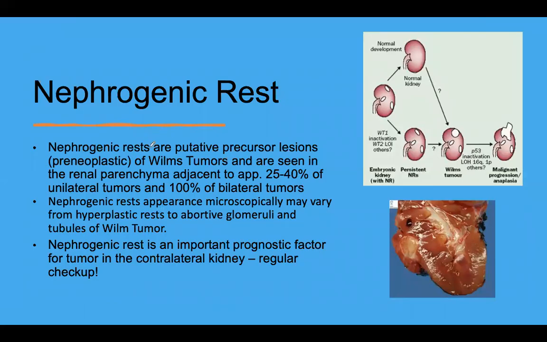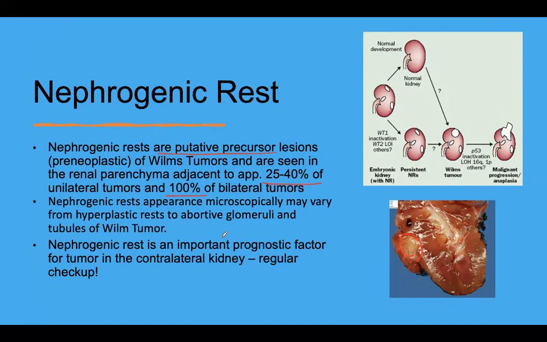Now, nephrogenic rests, which I was talking about, are putative precursor lesions, and they are present in the renal parenchyma. You can see these are present in the adjacent renal parenchyma of the Wilms tumor, and they are present in approximately 25 to 40% of unilateral tumors and almost 90 to 100% of bilateral tumors. Microscopically it may vary from a hyperplastic rest, with blastemal component, or some amount of abortive glomeruli and some stroma may also be seen in nephrogenic rest.